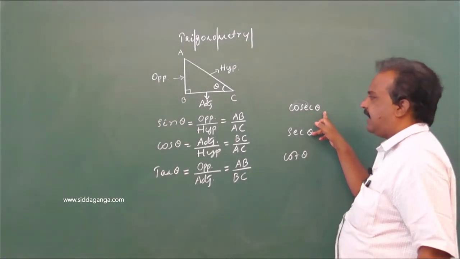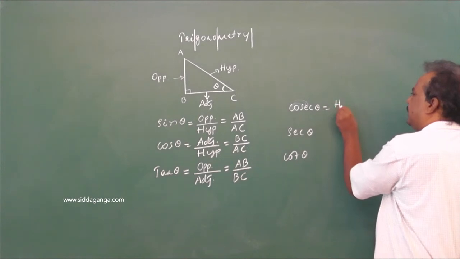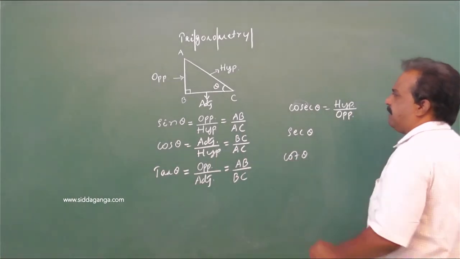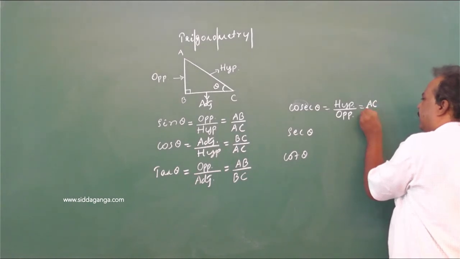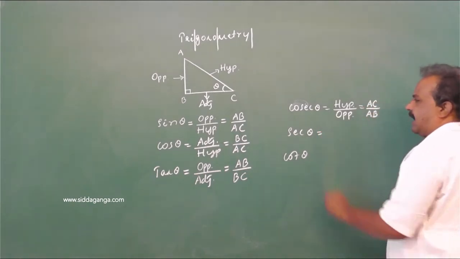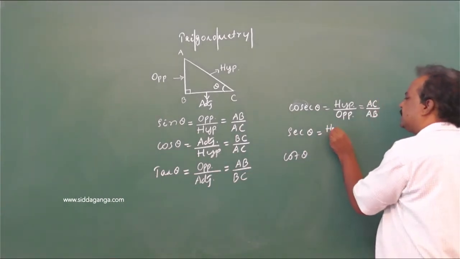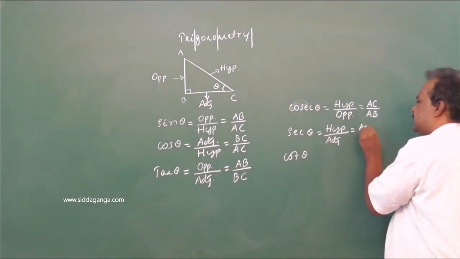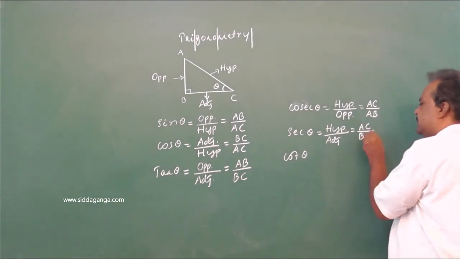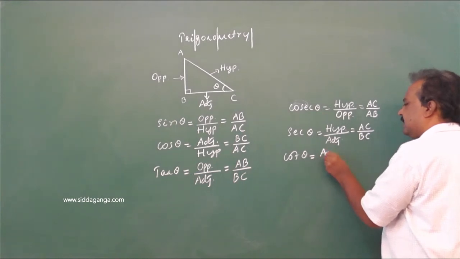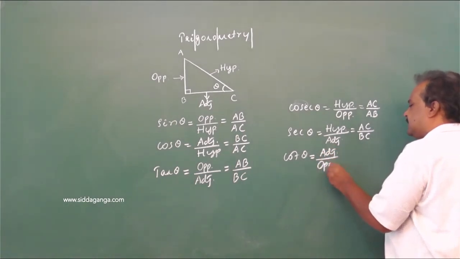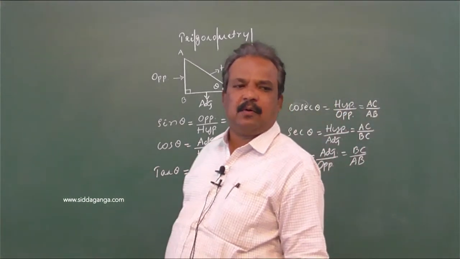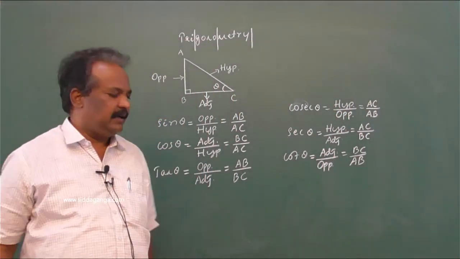And cosecant theta can be defined as hypotenuse by opposite. So what is hypotenuse? AC. By opposite is AB. And how do you define secant theta? Hypotenuse by adjacent. Which is hypotenuse? Once again AC. And which is adjacent? BC. What is cot theta? Adjacent by opposite. Adjacent is BC and opposite side is AB. So this is how you can define the 6 trigonometric ratios.